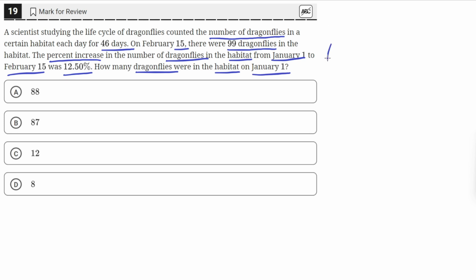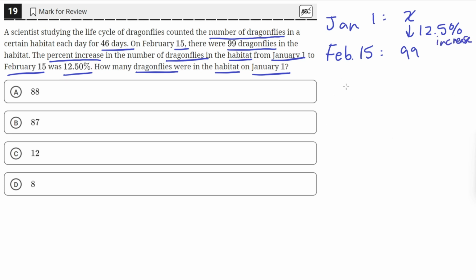So on February 15th, there were 99 dragonflies. And we need to find out how many dragonflies there were on January 1st. So we'll just say they were X dragonflies. And we're told that we went from X dragonflies to 99, and that was a 12.5% increase.